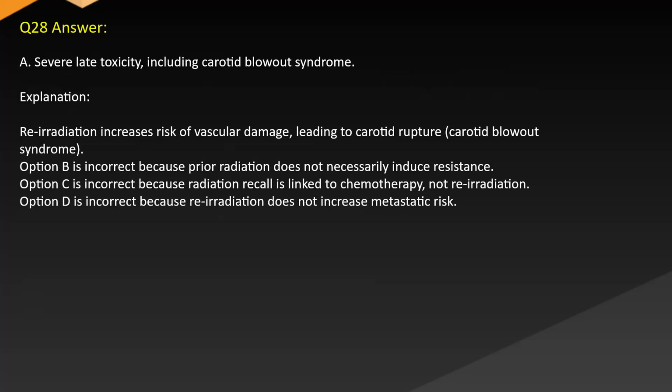Answer A. Severe late toxicity, including carotid blowout syndrome. Explanation: reirradiation increases risk of vascular damage, leading to carotid rupture, carotid blowout syndrome. Option B is incorrect because prior radiation does not necessarily induce resistance. Option C is incorrect because radiation recall is linked to chemotherapy, not reirradiation. Option D is incorrect because reirradiation does not increase metastatic risk.